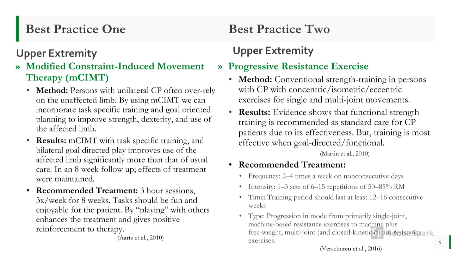So what happened in this study was they constrained the unaffected limb and therefore forced the patient to start using the affected limb a lot more and incorporated task-specific training and goal-oriented planning. So the whole idea behind this was that it's similar to how if you have a lazy eye per se, you put an eye patch over the good eye and therefore force yourself to use the bad eye and it'll eventually balance out.